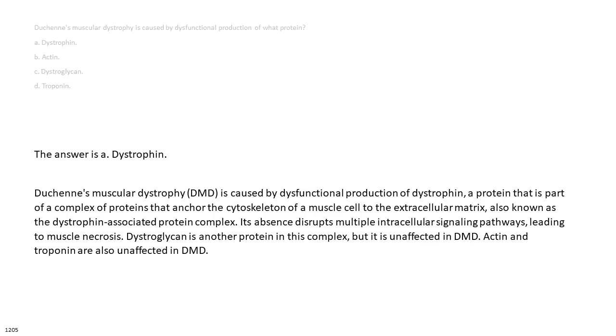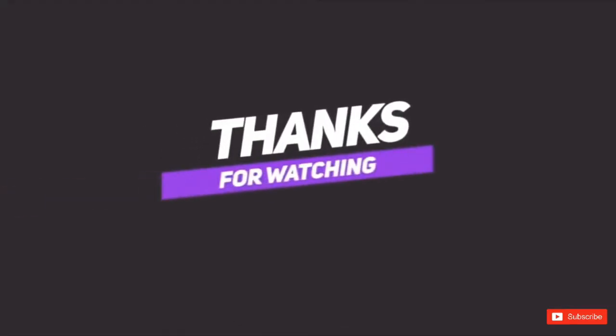Duchenne's muscular dystrophy, DMD, is caused by dysfunctional production of dystrophin, a protein that is part of a complex of proteins that anchor the cytoskeleton of a muscle cell to the extracellular matrix, also known as the dystrophin-associated protein complex. Its absence disrupts multiple intracellular signaling pathways, leading to muscle necrosis. Dystroglycan is another protein in this complex, but it is unaffected in DMD. Actin and troponin are also unaffected in DMD.